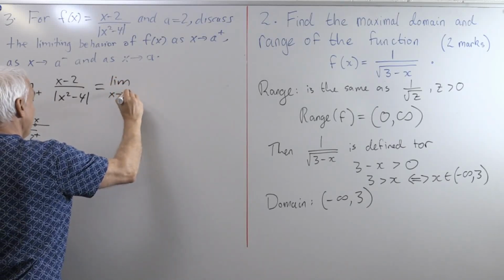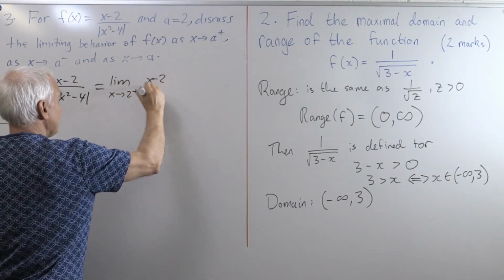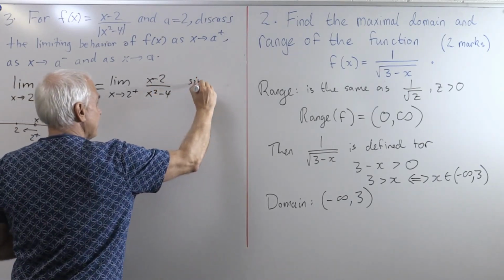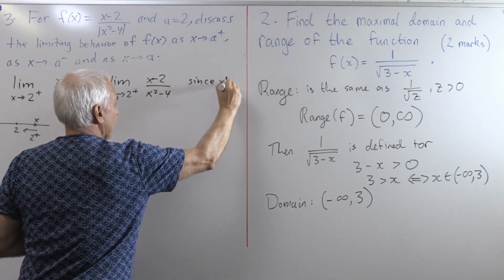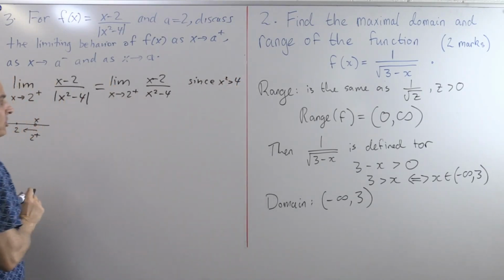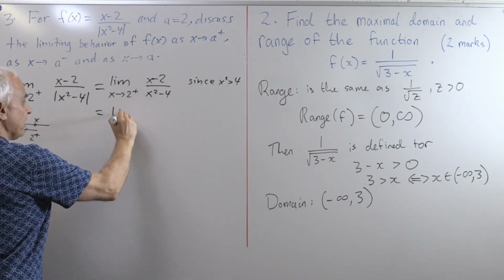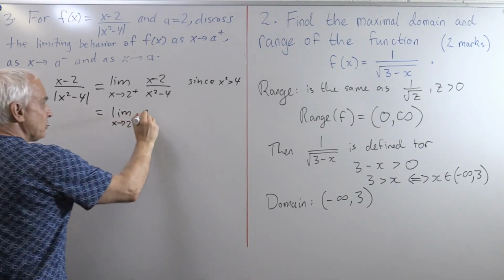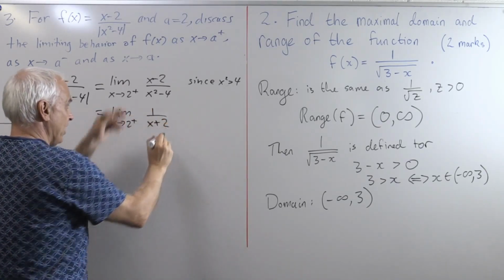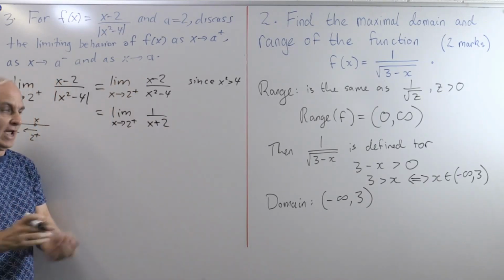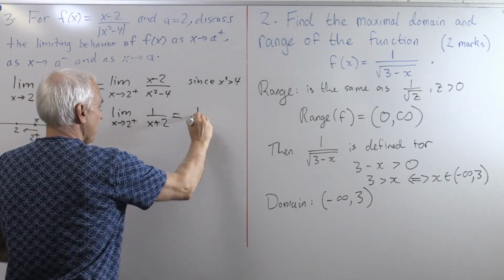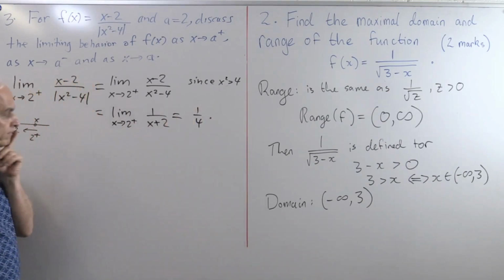with just x squared minus 4, right? Since we might say x squared is bigger than 4 for this range. And then this becomes the limit as x approaches 2 from above, of just 1 over x plus 2, because now the x minus 2 factors cancel. And as x approaches 2, we get 1/4. So that's the first limit.